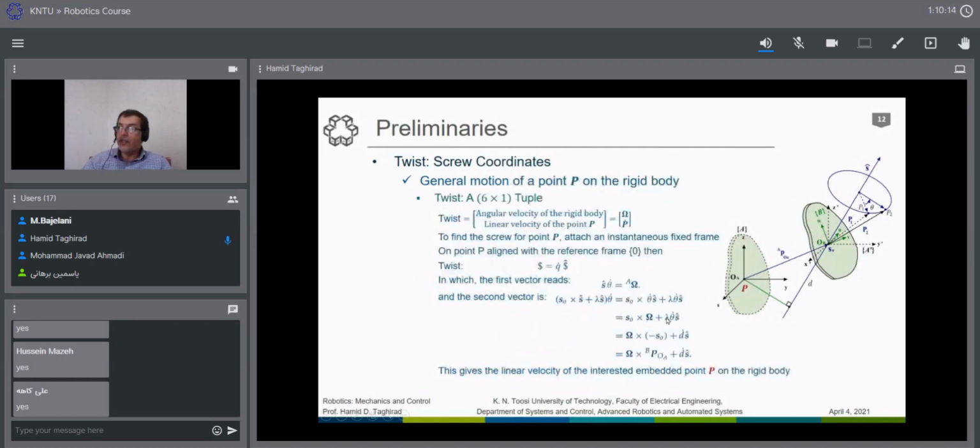Lambda theta dot is D dot. And we have S0 cross omega. We can just interchange the position here in a cross multiplication. It gives you omega cross minus S0. What is this, and how important is this?